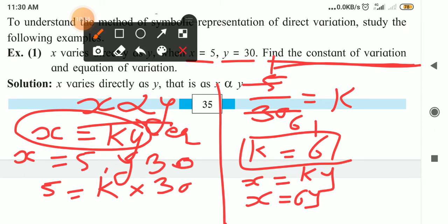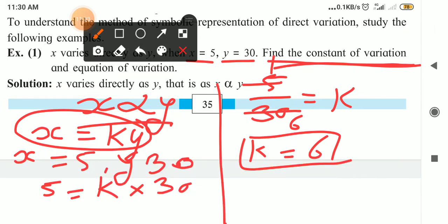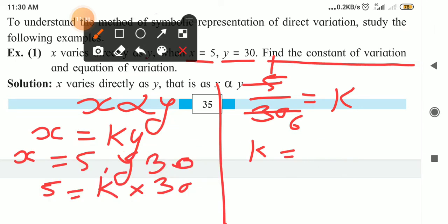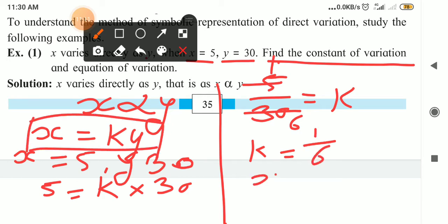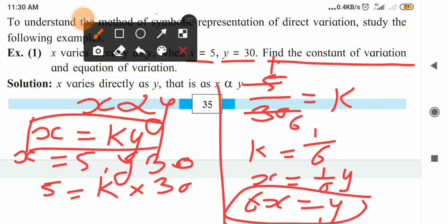Here I will remove some of the steps so you will understand. So 1 upon 6 we got here. K is equal to 1 upon 6. And that 1 upon 6 we have to put in this equation. So x is equal to 1 upon 6 y, and therefore 6x is equal to y. That is the equation, 6x is equal to y. This is the equation of variation. This is the first example.